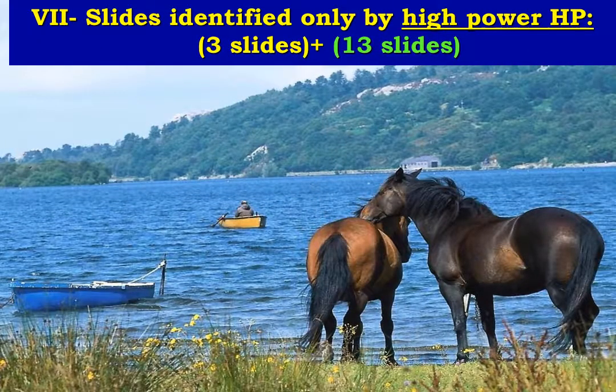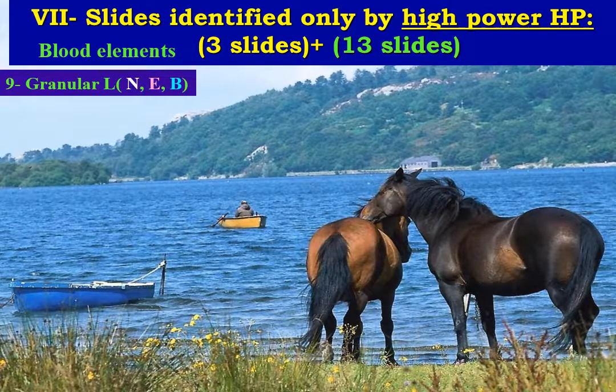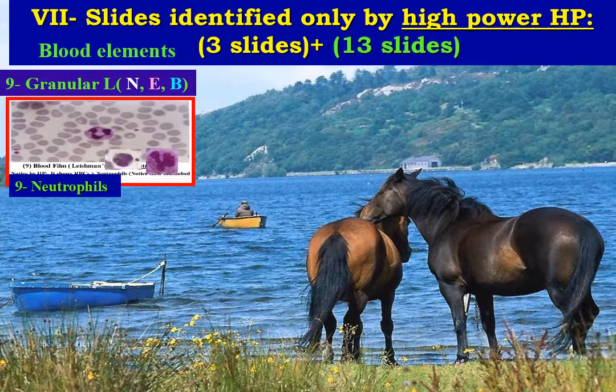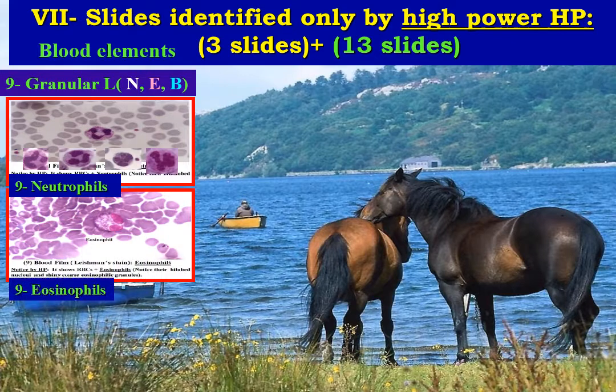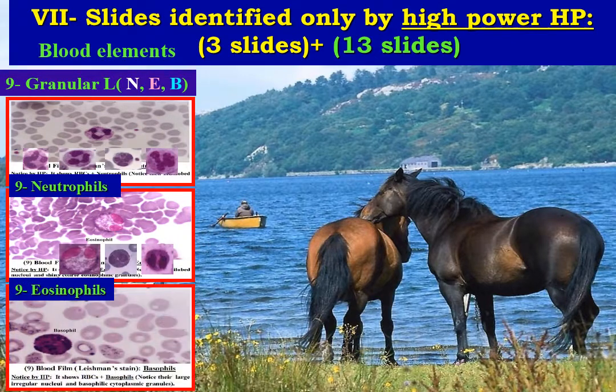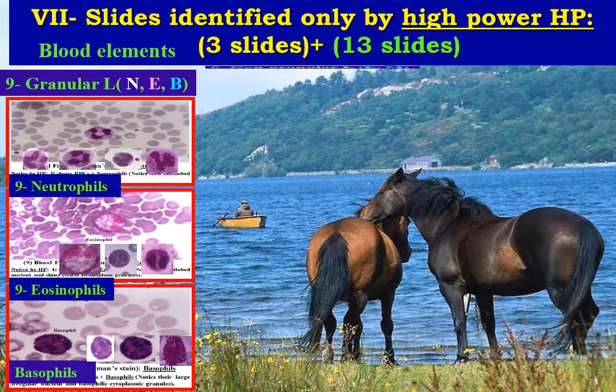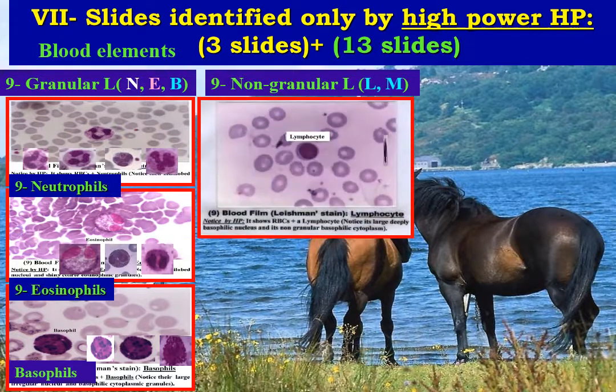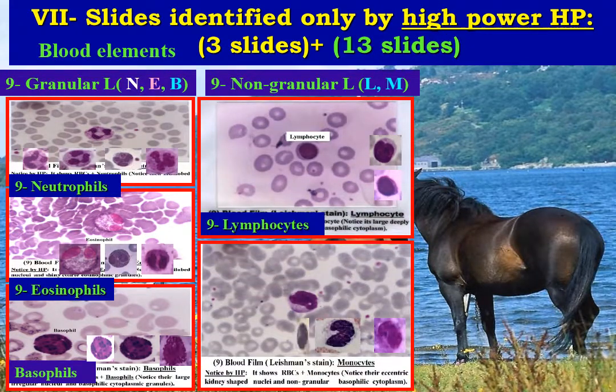Slides identified by high power. Blood elements: erythrocytes, leukocytes, and blood platelets. Leukocytes are either granular leukocytes like neutrophils, eosinophils, and basophils, or non-granular leukocytes such as lymphocytes and monocytes.